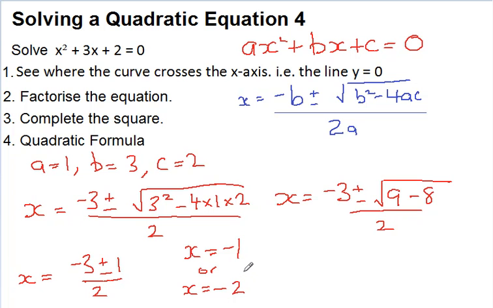So that's it for solving equations. I am going to derive this equation because I never like using a formula if I don't know where it comes from. So in the next video I'm going to look at deriving this formula. So stay tuned if you'd like to find out how to do that.